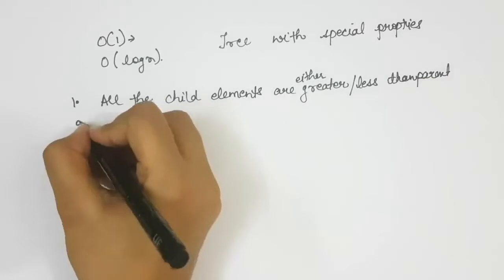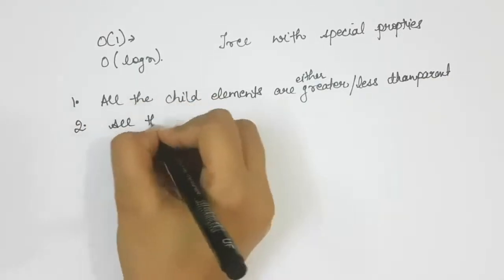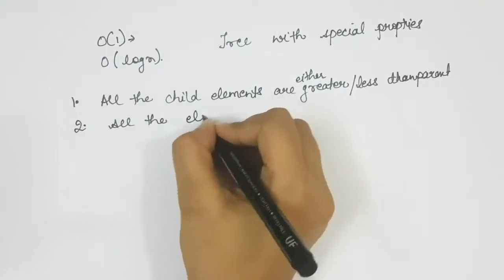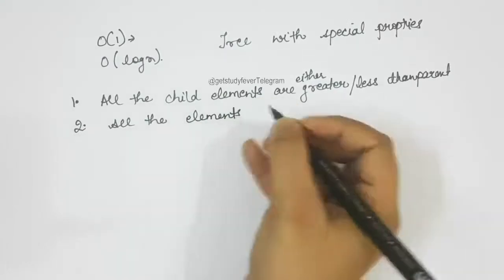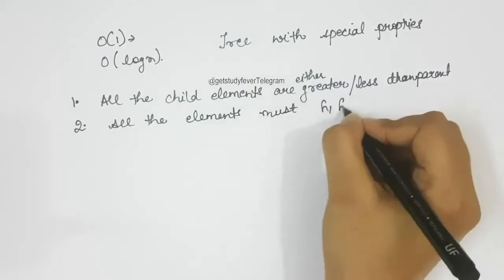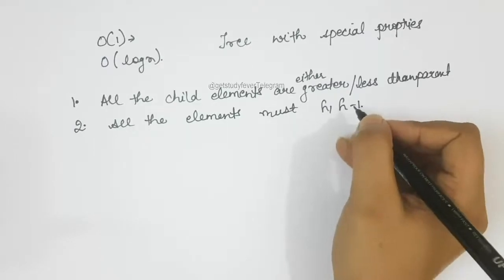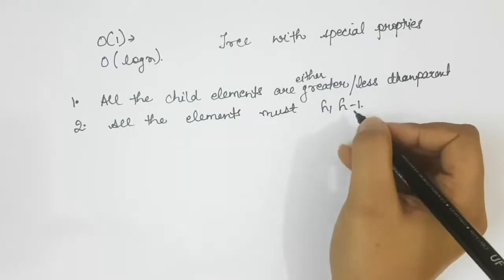Second property is that all the leaf nodes must be at height h or h minus 1, which means this should be a balanced tree. Now, let's take an example of two trees.